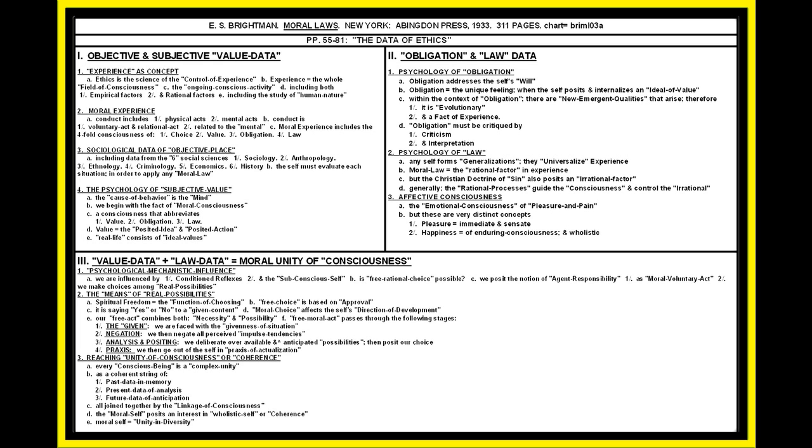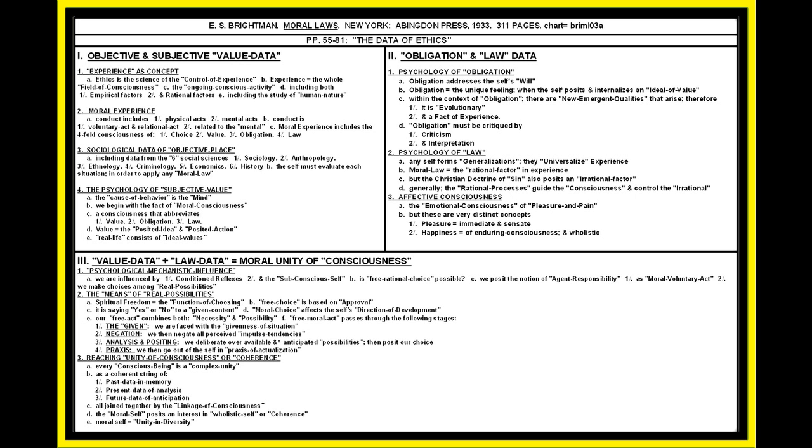So we're going to take a look at the data of ethics. We're going to look at pages 55 to 81. We begin with value data in block 1. We look at experience as concept. Ethics is the science of the control of experience. Experience equals the whole field of consciousness. That's phenomenology. It is ongoing conscious activity, including empirical factors and rational factors, including the study of human nature. In other words, it's empirical, but it's not brute fact. It's empirical, including ongoing conscious activity.